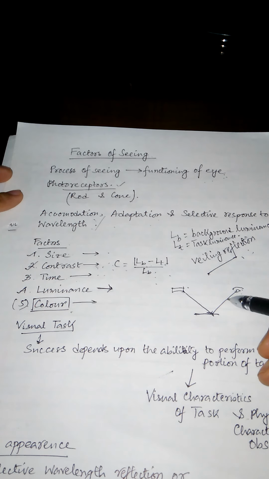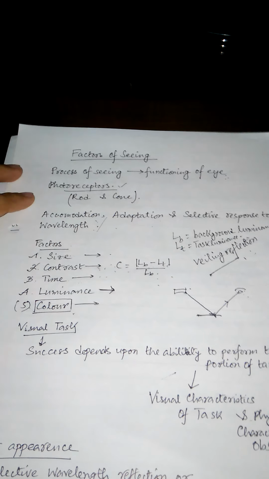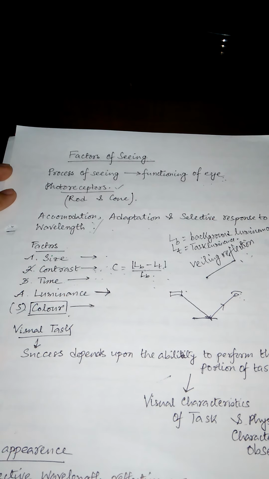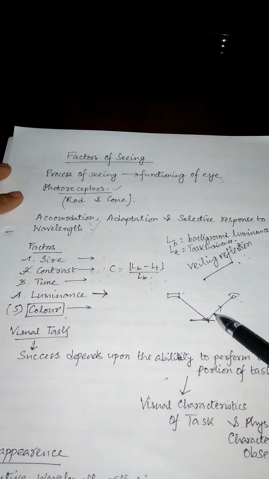So this factor, this reflected ray that is going from this object to our eyes, we call that luminance. Now when we are considering the factors of seeing, this luminance has to be proper for a particular object. If the luminance is proper, that means the proper amount of light is reflected from the object or from the working plane to our eye, and we can see the object properly.